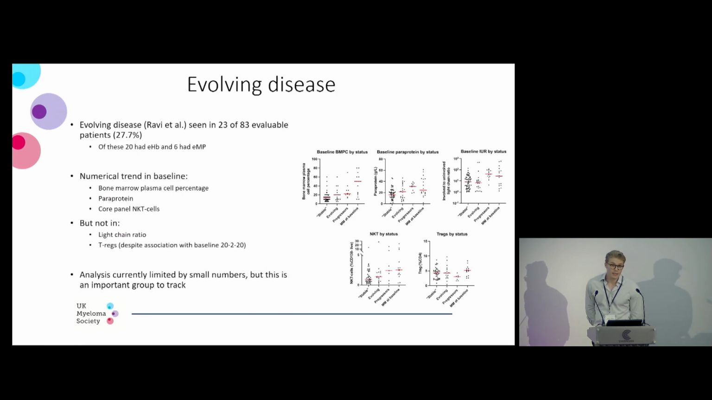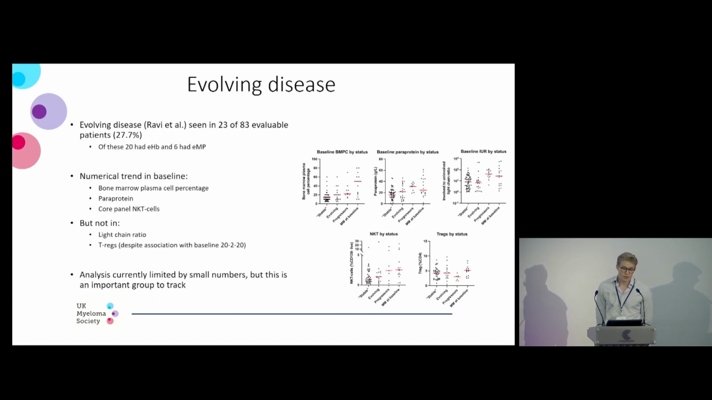Evolving disease is a known risk factor for progression in smoldering myeloma. There are a few different definitions for evolving disease out there. We've picked one by Ravi et al. 83 patients were evaluable, and 23 patients met criteria for evolving disease, so just under 30%. 20 of those had an evolving hemoglobin, 6 had an evolving paraprotein, so 3 with both.